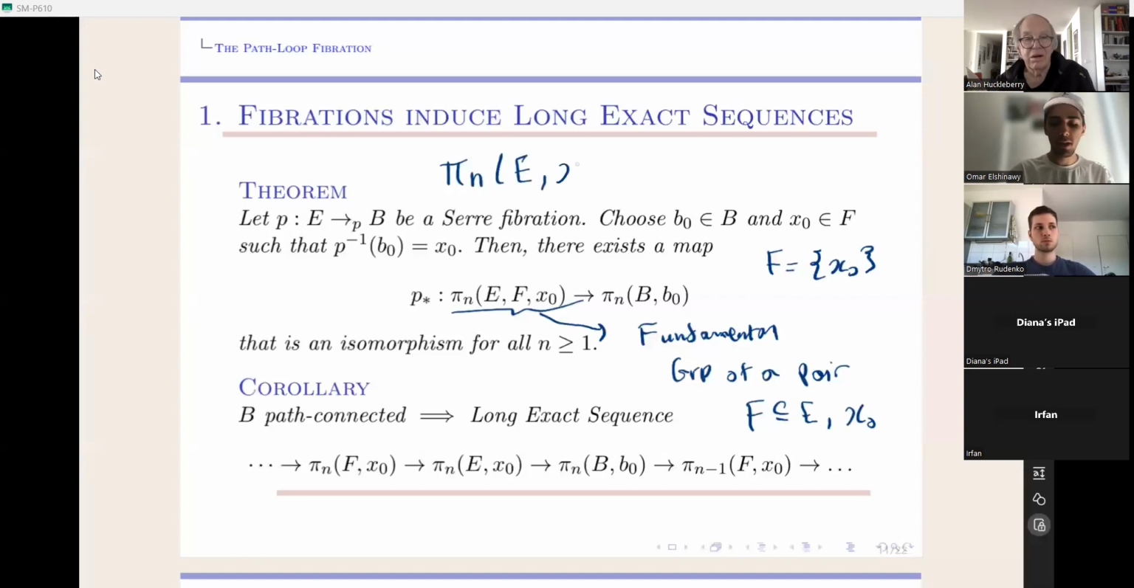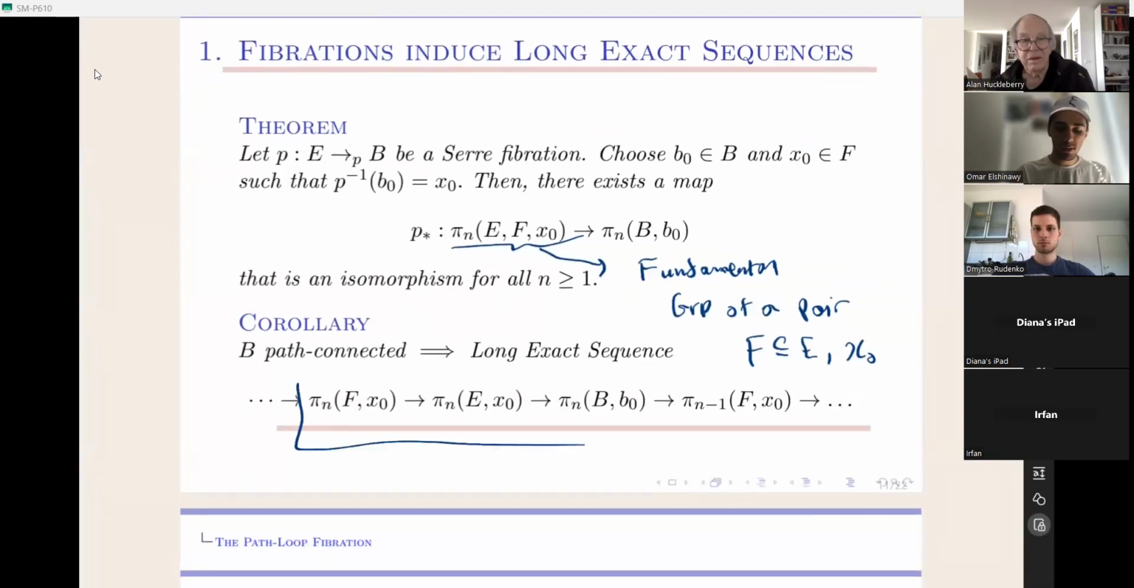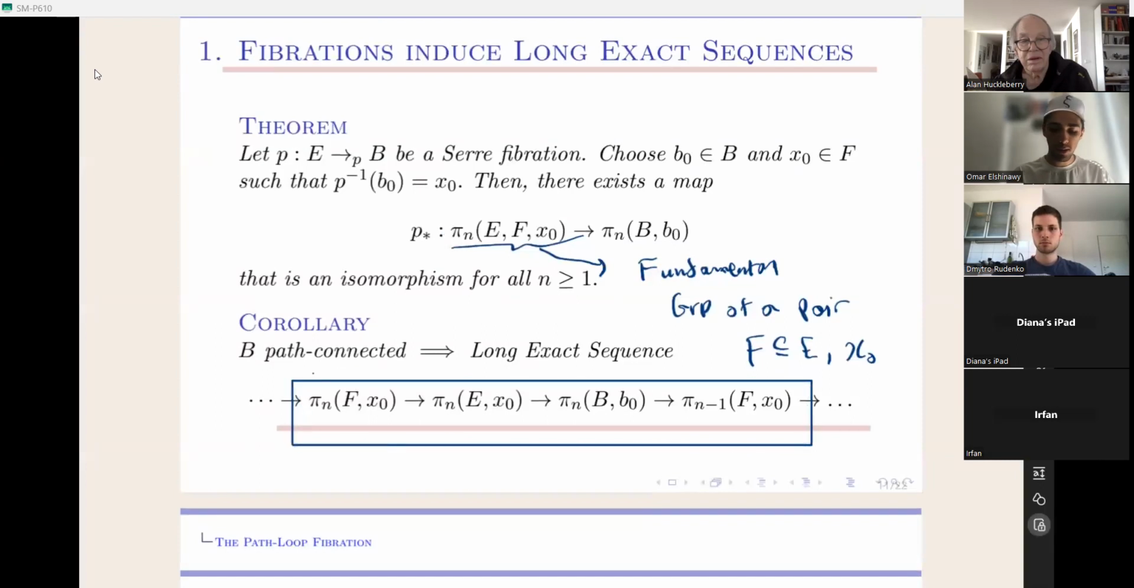Say pi n of E with some base point, it's going to be X naught. And there's going to be another base point, so we don't really need to write it down. But I think we can see now why it generalizes the concept, because this is a special case of the homotopy groups of pairs. So this is why it's a generalization of it. This is just some insight, nothing too much. And this is something we've seen a few minutes ago.